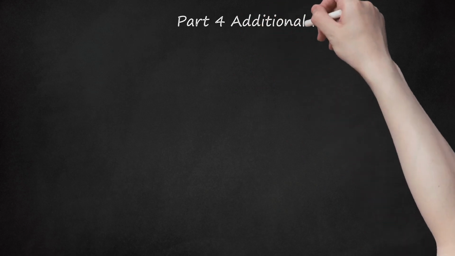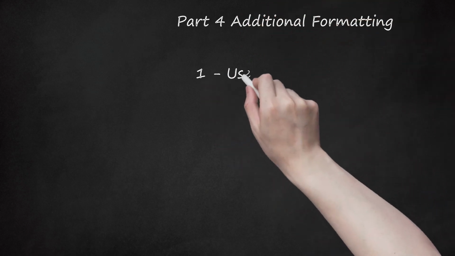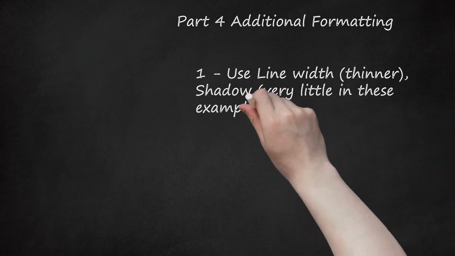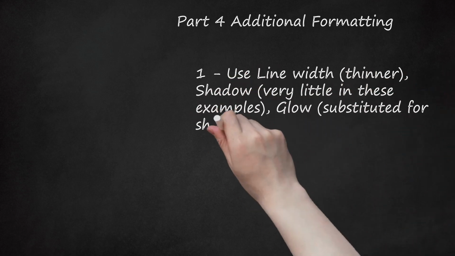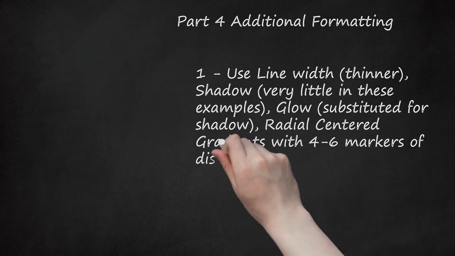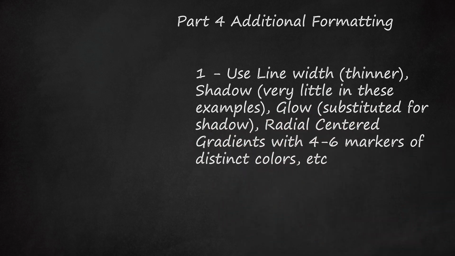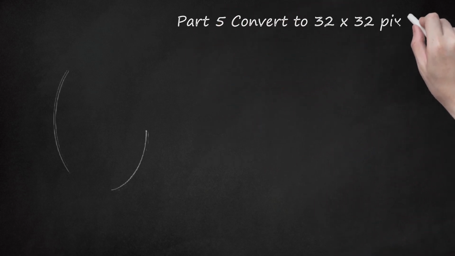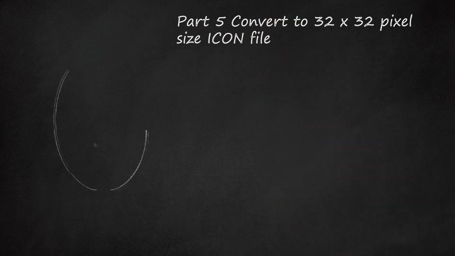Part 4 additional formatting. 1. Use line width thinner, shadow very little in these examples, glow substituted for shadow, radial centered gradients with 4-6 markers of distinct colors, etc. to achieve some of the effects seen here, by order of development elongated per ADJ_X and ADJ_Y. Part 5 convert to 32 by 32 pixel size icon file.